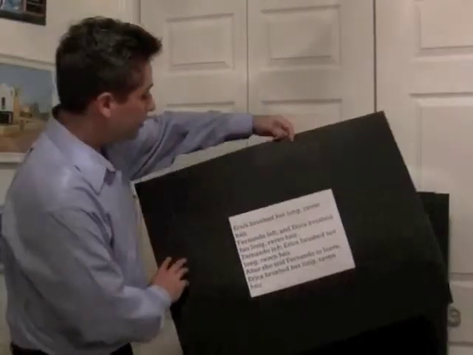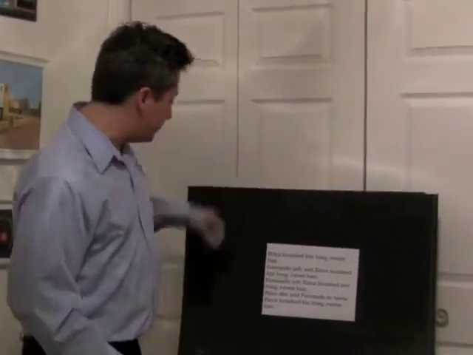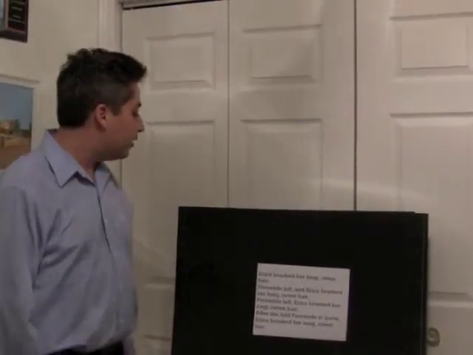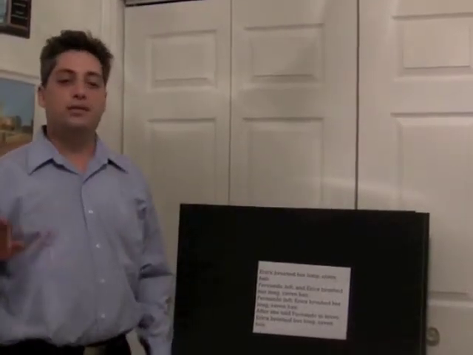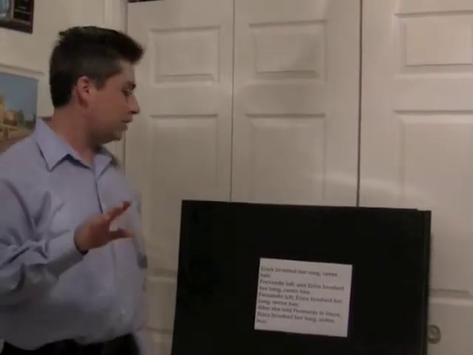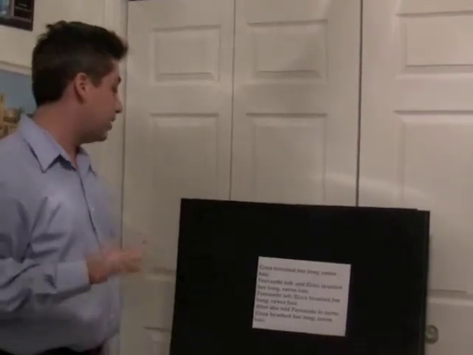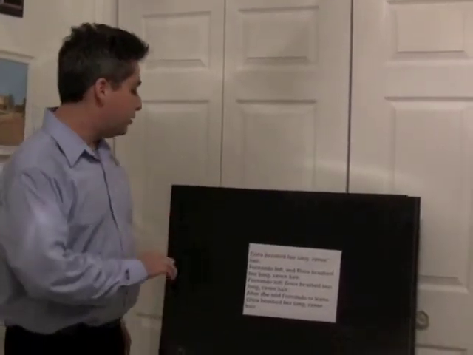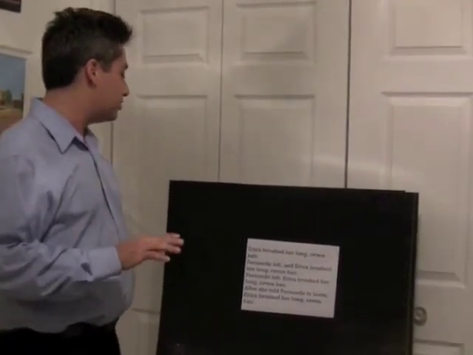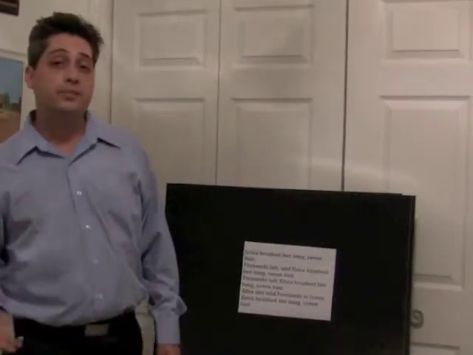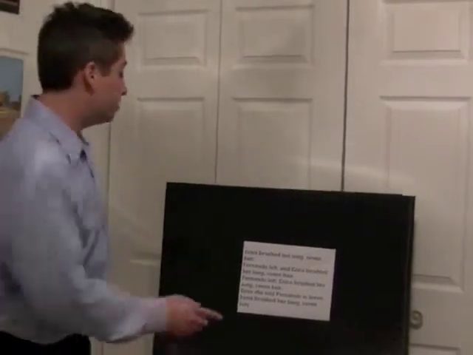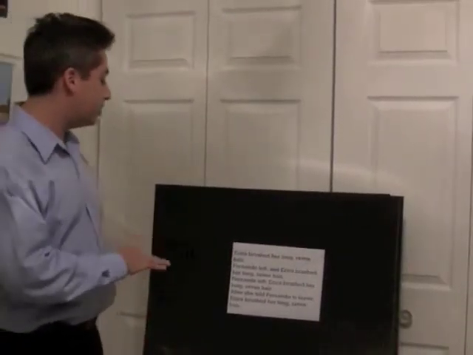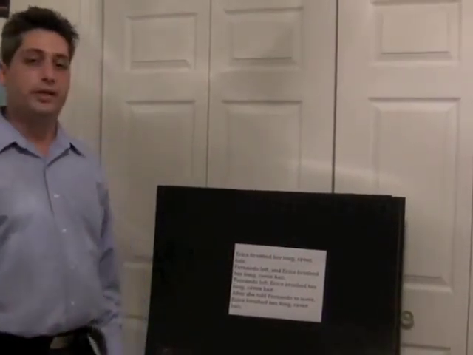So let's take a look at a few examples. Erica brushed her long raven hair. Independent clause, clear subject, verb, predicate. Next sentence: Fernando left and Erica brushed her long raven hair. There you have two independent clauses that are attached together with a conjunction, the word and. So Fernando left, independent clause, and Erica brushed her long raven hair, also an independent clause.